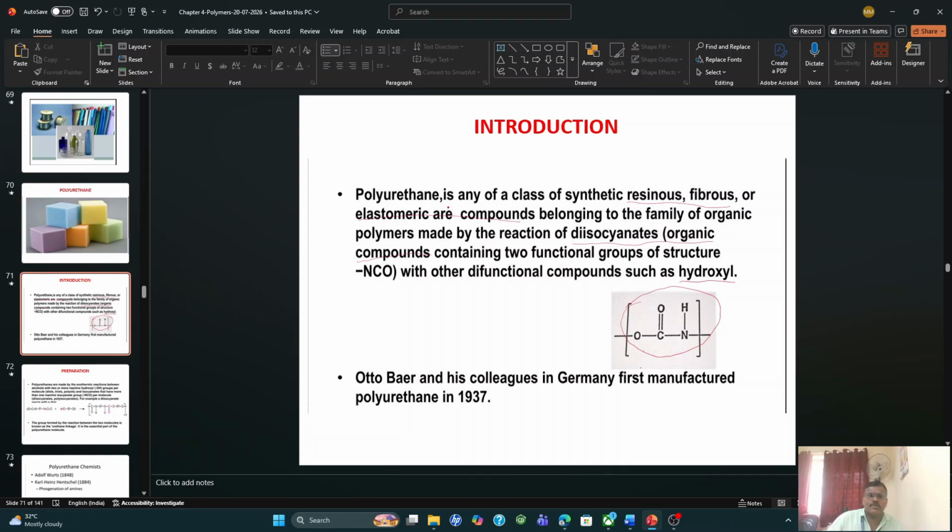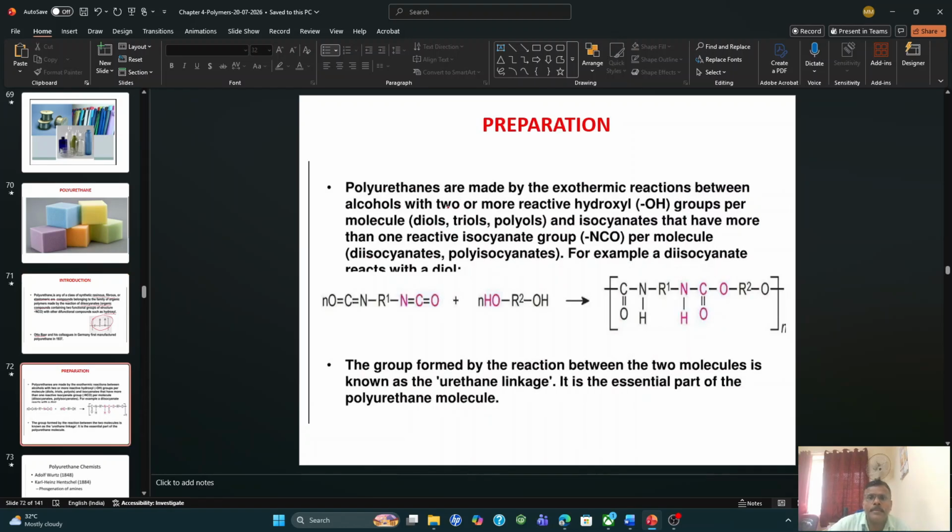First, in 1937, Otto Bayer from Germany synthesized this polymer, polyurethane. This is the preparation. What are the two monomers? One is this diisocyanate, so isocyanate and isocyanate. There should be a bracket here. So the diisocyanate will react with a dihydroxy compound.